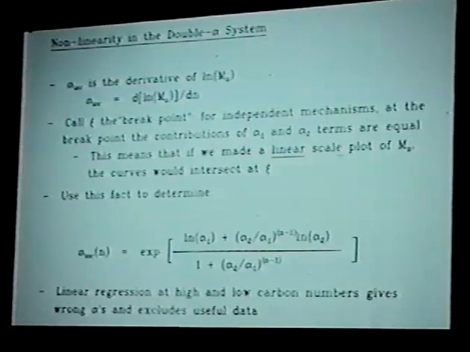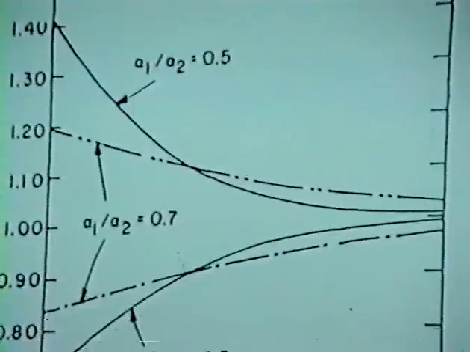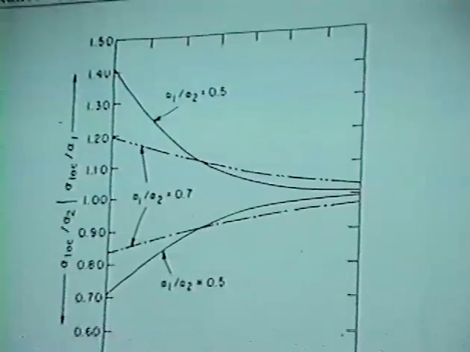What this means is, once again, that if we were to use the asymptotic regression, we're going to get the wrong values of our alpha 1 and alpha 2, unless we get very far away from our breakpoint. And to get very far away from the breakpoint, we have to throw out too much experimental data. In fact, to give you an idea of just how much data you'd have to exclude, what we've got here is the distance from the breakpoint on our x-axis. This is how many carbon numbers we are away from that intersection of the two lines.